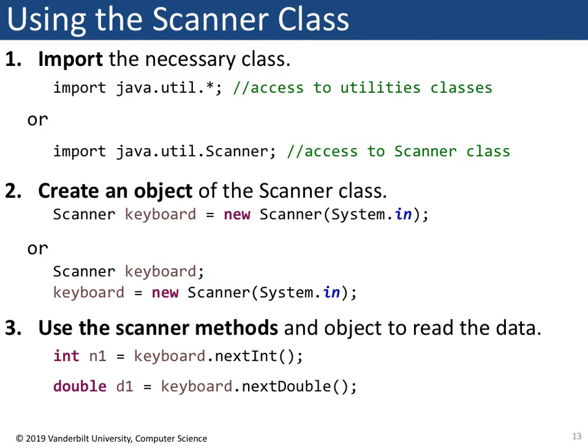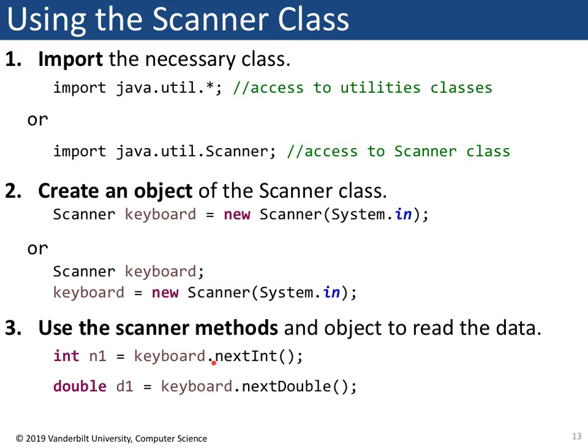So then to use a scanner object to retrieve input from a user, you have to invoke specific methods. For instance, if we wanted to get an integer from the console that the user is going to type, we would say keyboard.nextInt, and this is going to get whatever the user types in. It's going to package it as an integer and return that value, and then we are going to assign that value to some integer variable we've created called n1. So we get whatever the user types as an integer and put it into our variable n1. You can do the same thing using the method .nextDouble, and that stores it into double d1.